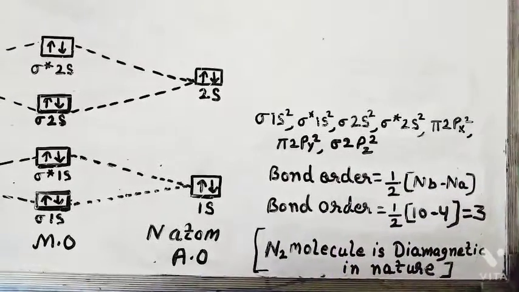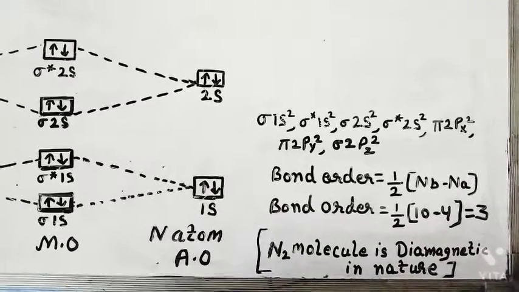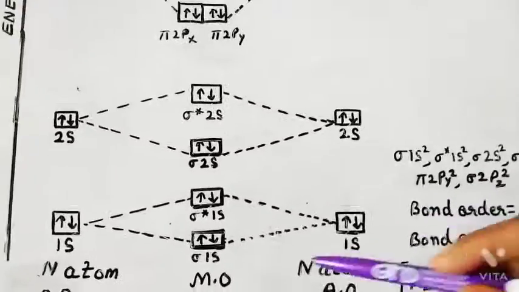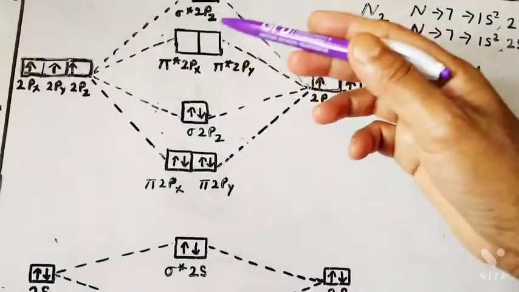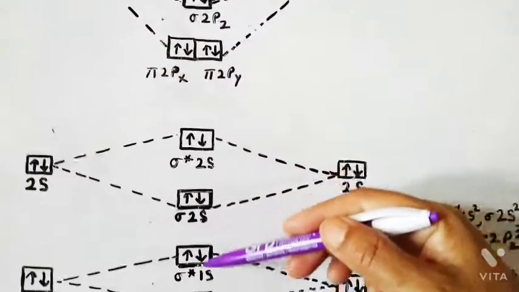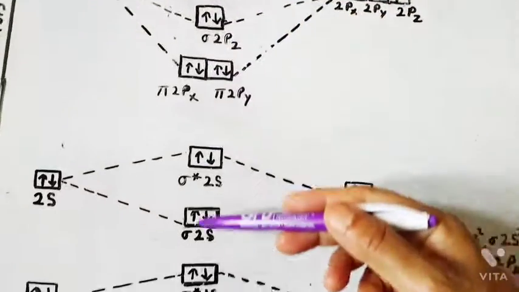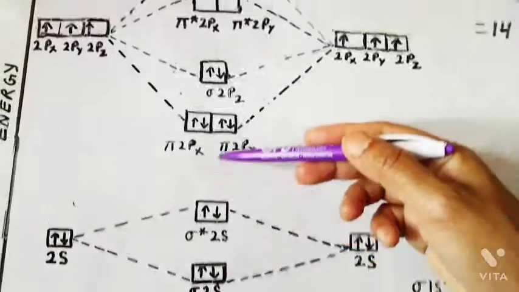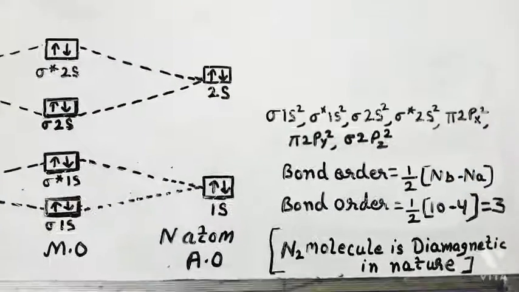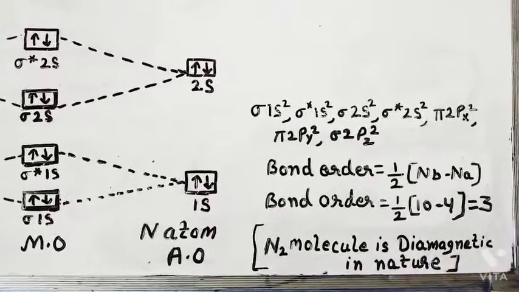Now we will see that nitrogen molecule is diamagnetic or paramagnetic in nature. From this diagram we can see that all the orbitals have paired electrons. In our orbitals, paired electrons are present, unpaired electrons are not present. So nitrogen molecule is diamagnetic in nature. This topic is completed.